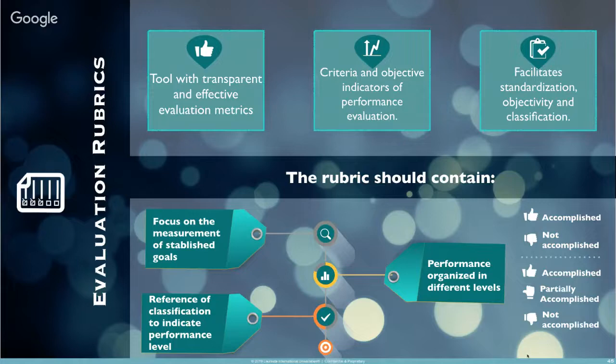And you have to organize the performance in the criteria, right? In the different development levels. So it may be divided in accomplished and not accomplished, or 3 levels: accomplished, partially accomplished, or not accomplished. Just remember that you have to be very specific and describe very well what each level means.